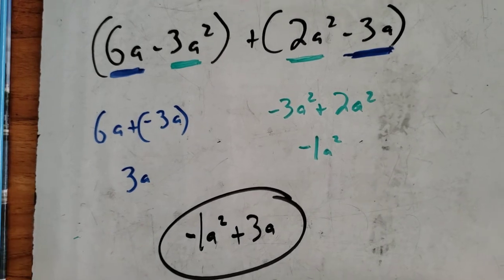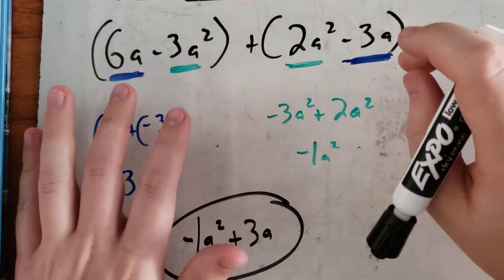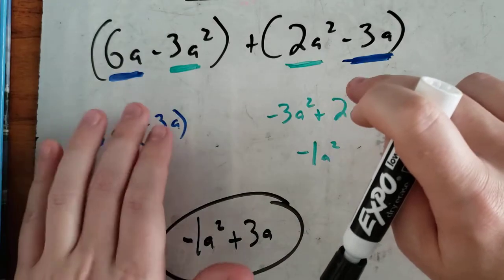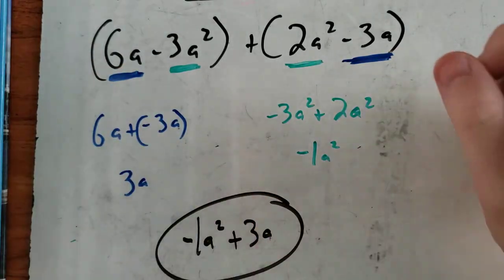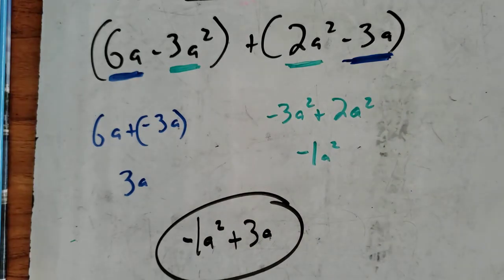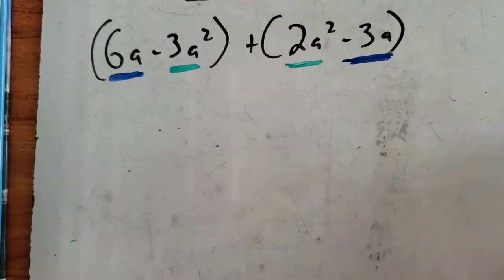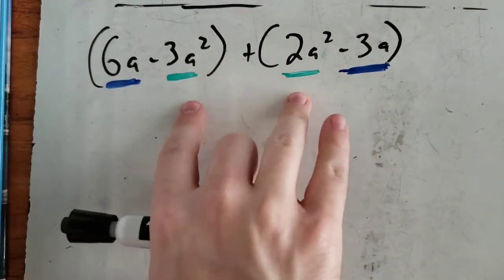Okay, so once again, we're just combining our like terms. Single a here, a squared here, a squared here. I group them together to make it easier to add, and then I put the answers together at the end. Okay, so it's just as easy as that. Now, if you want to stack them, I'll show you can stack them.